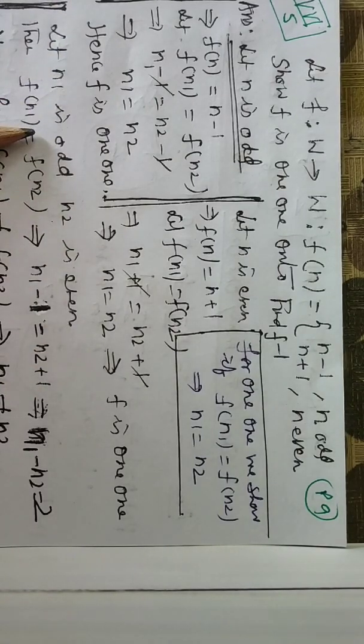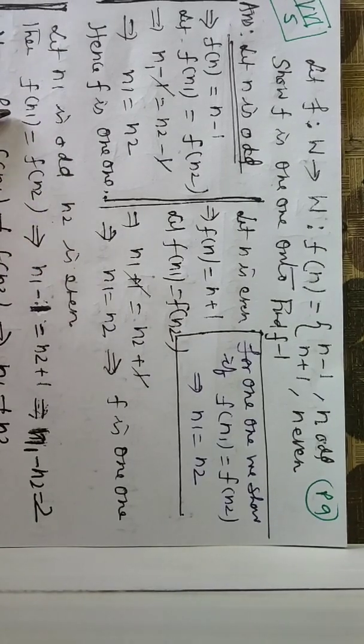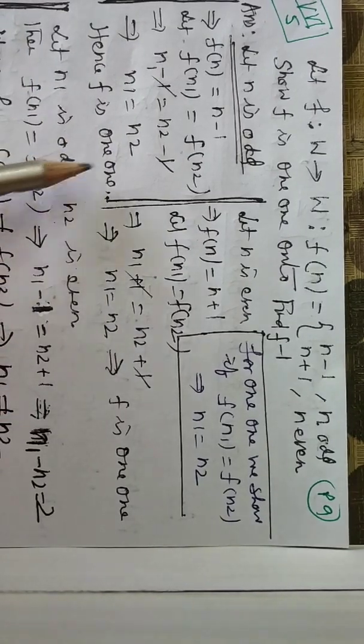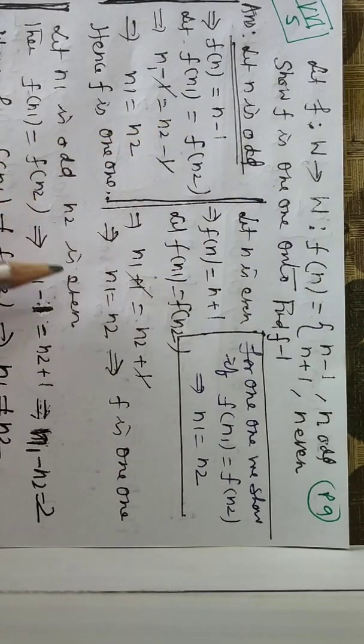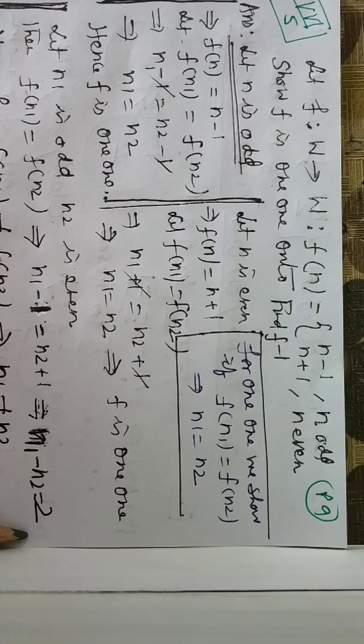If n1 is odd, n2 is even, then f(n1) is equal to f(n2) implies n1 minus 1 is equal to n2 plus 1. For n1 odd we follow this definition. For n2 even we follow this definition. So n1 minus n2 is equal to 2.